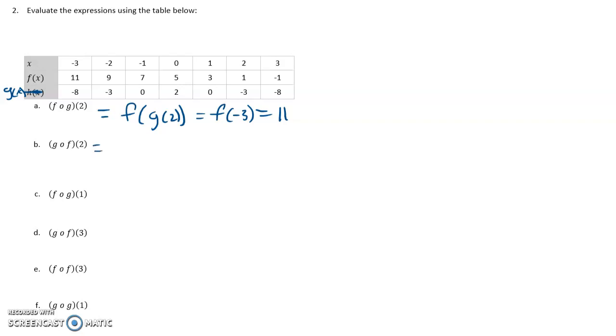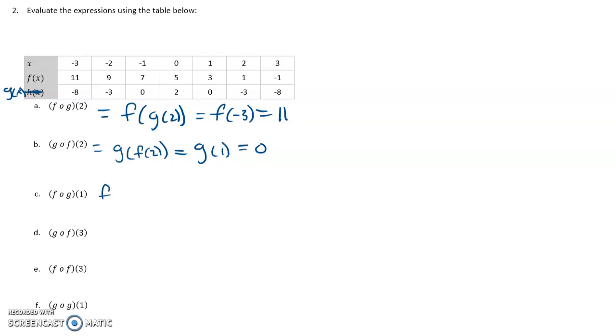This is g of f of 2. So we're going to evaluate the f of 2 first, and then we're going to plug that in to g. So f of 2, when x is 2, our value of f is 1. So this is the g of 1. Now we're going to go, where is x is 1? When x is 1, the y value is 0.